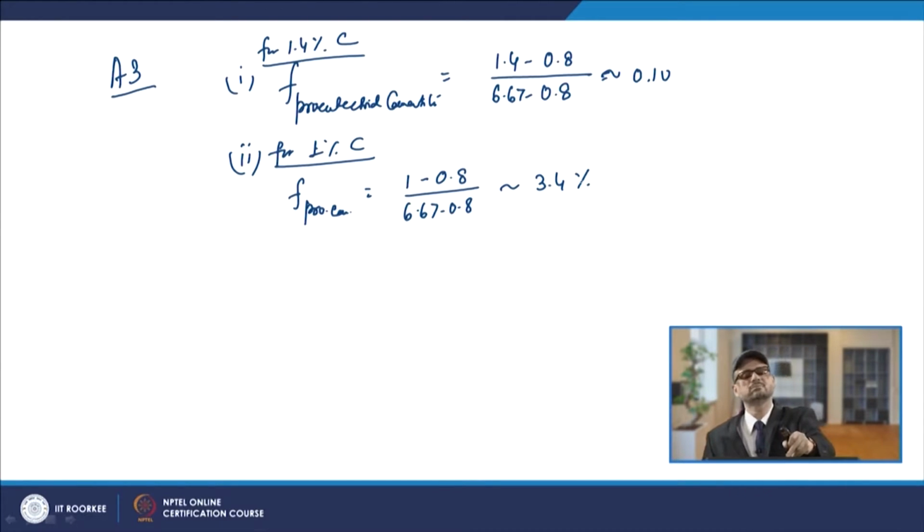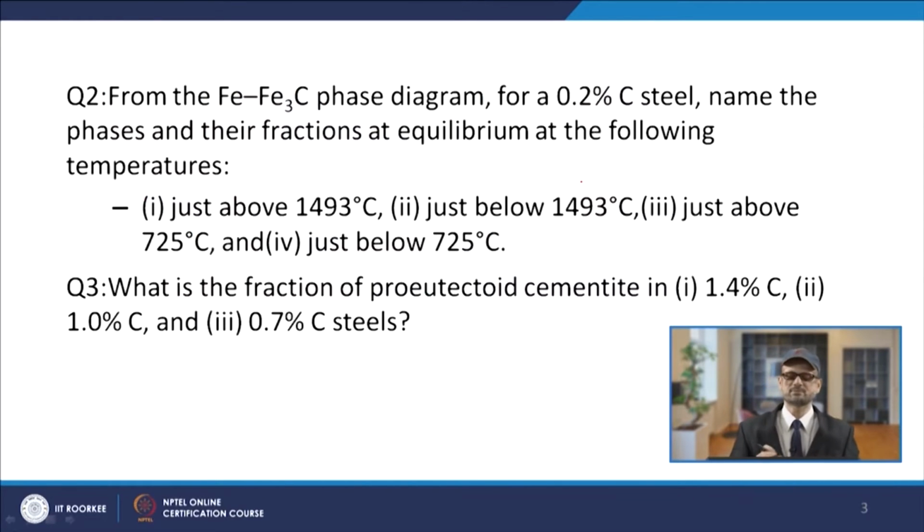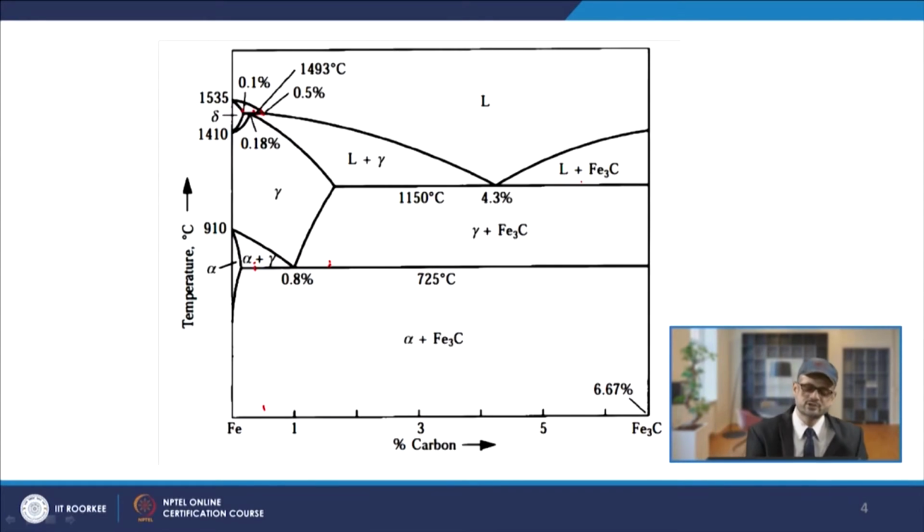Now, the next part of this question is 0.7% carbon steel. If you are coming to 0.7% carbon steel, it is below this line, and in that case you know that cementite is touching simply here on this line. So, in that case it will be 0. So, that is why this is not coming into the picture.